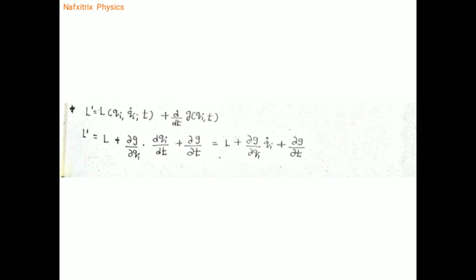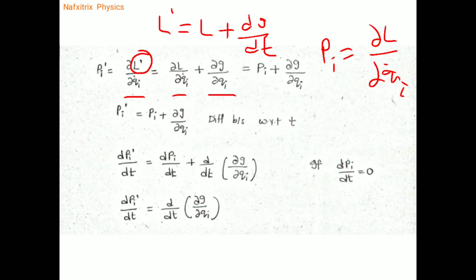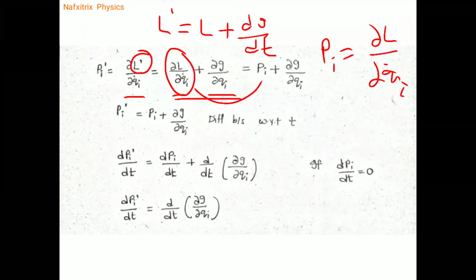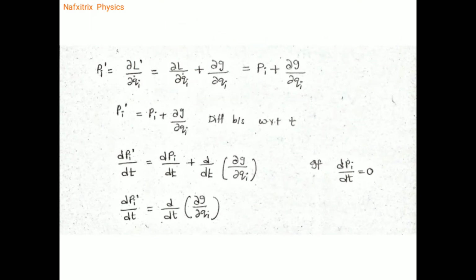Next, finally we would end up with these two terms, and here this is nothing but p_i, dou L by dou q_i dot, as we have discussed. So this is p_i, and this is dou g by dou q_i, and the sum is nothing but p_i dash. So finally we have got p_i dash in terms of p_i and dou g by dou q_i.